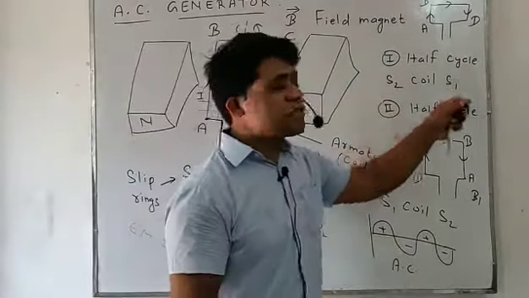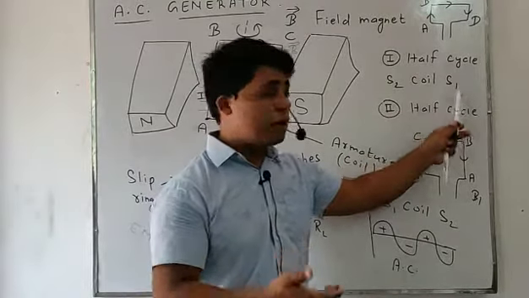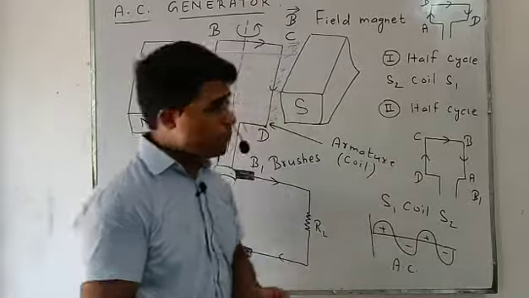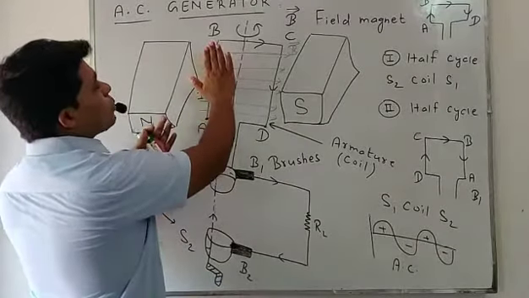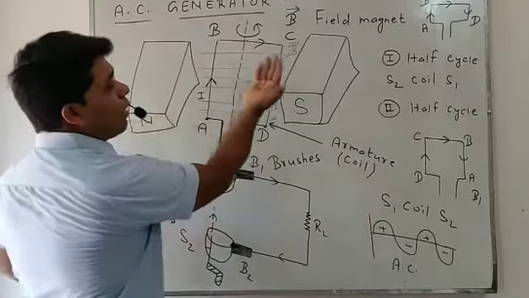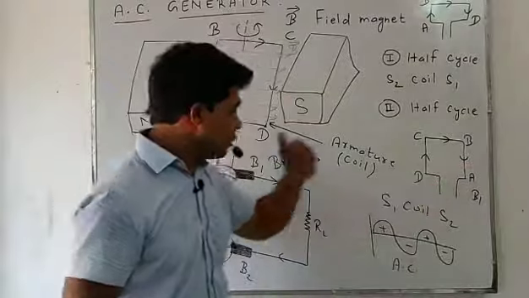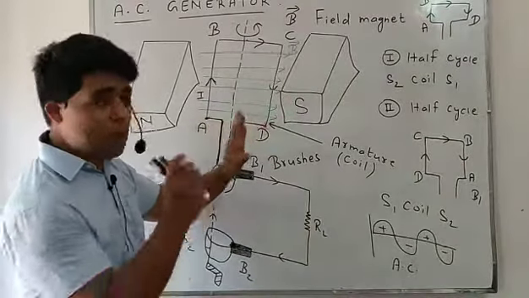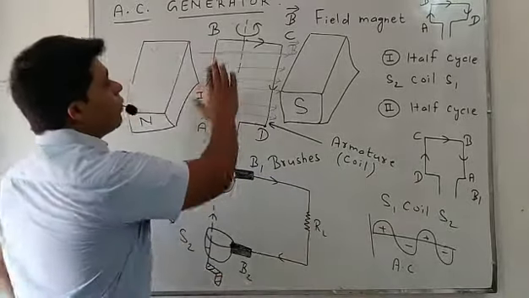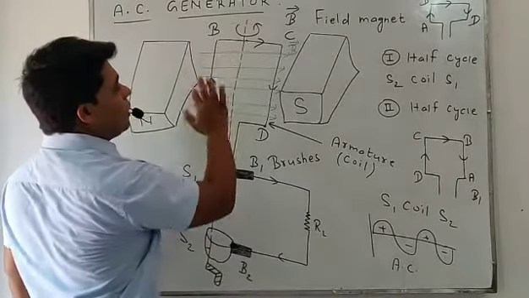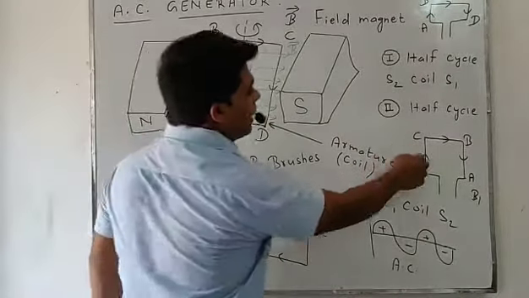So in first half cycle, what is the direction of current? S2 coil then S1. It means from S2 to S1, in first half cycle. Look students, when AB portion comes at that side, when it rotates half, AB side comes at that side, and CD moves in downward direction and comes at that side. When it takes half rotation, BA comes at that side and CD comes at that side.